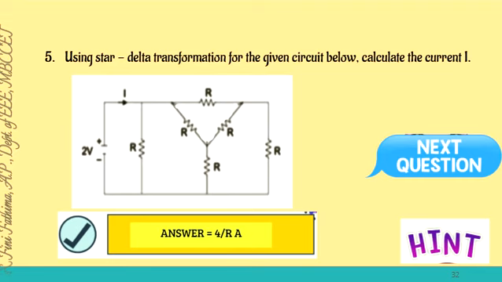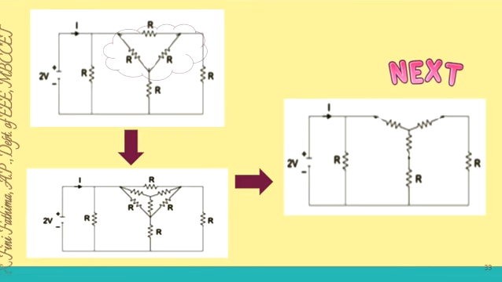Let us check. First I am going to convert this delta to star. See this delta connection, I am converting it into star. Then how can I find out the small resistance? That is R into R, R square divided by 3R. So what will I get? R square divided by 3R is R by 3. So this resistance will be R by 3, R by 3 and R by 3.